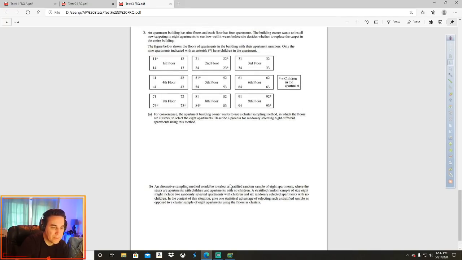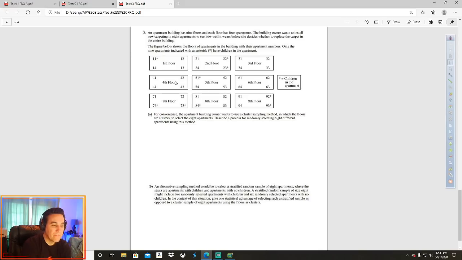So they were basically trying to talk about there's a variable out there that we're not addressing, and that was children in the apartment. And when you did cluster sampling, you were not guaranteed to get children in your apartments, because if you would have picked the 3rd floor, there's no children. 6th floor, no children. 4th floor, no children. So it was possible that you could get no children in your sample.